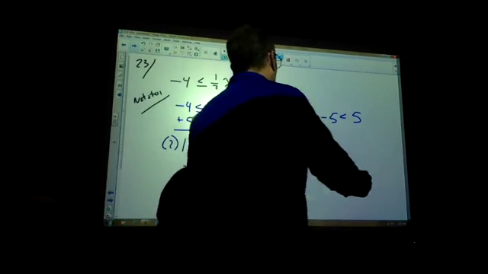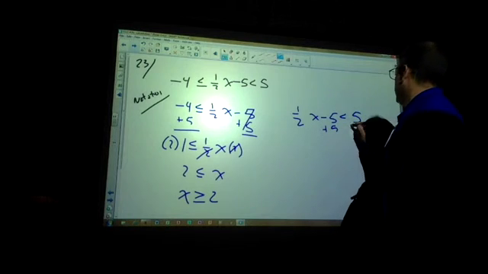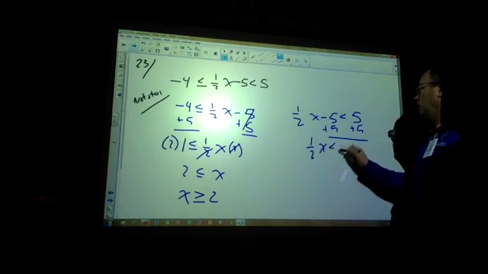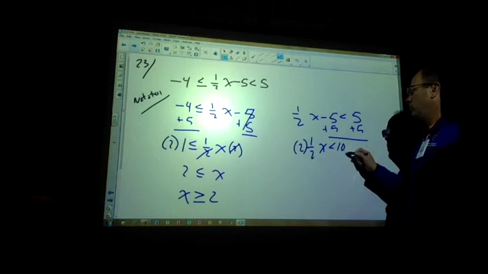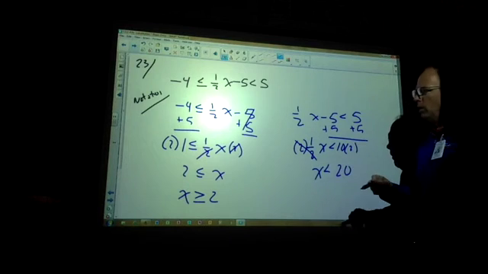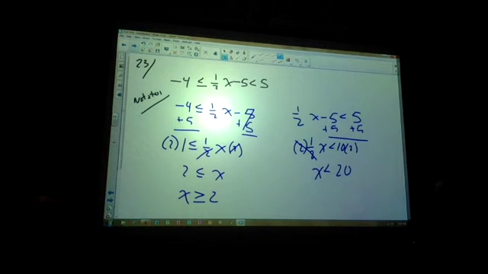And then on this one, I'm going to add 5, add 5. Less than 10. Multiply this side by 2, or 2 over 1. We're doing this as interval notation, so we're not graphing.